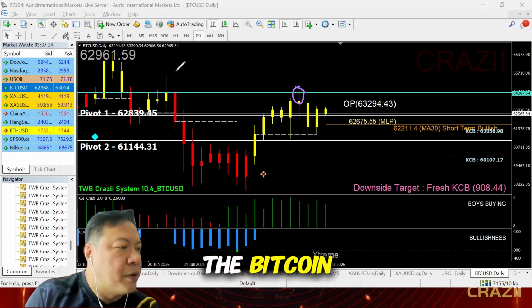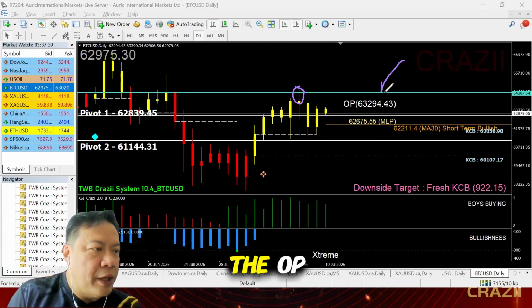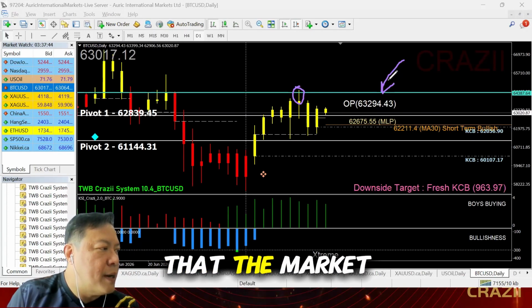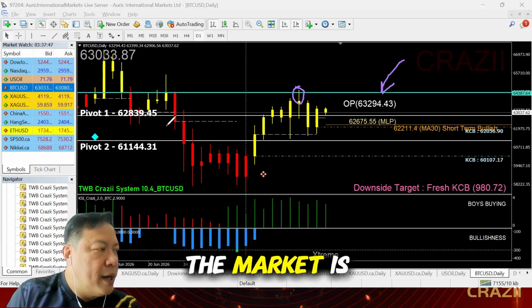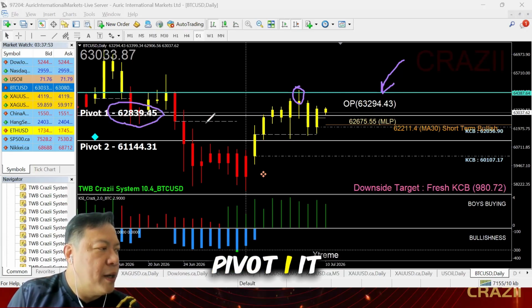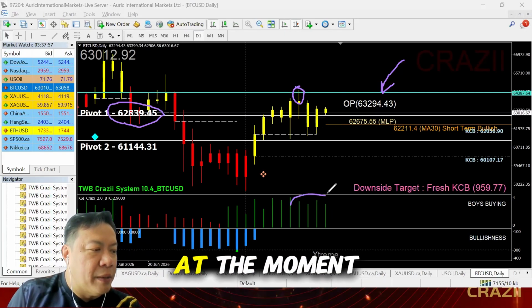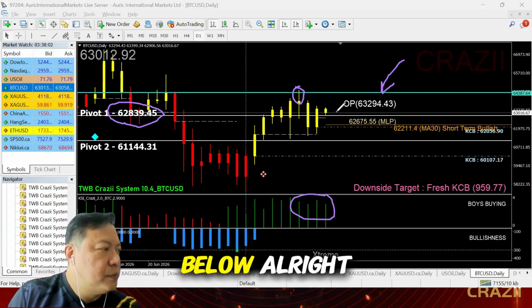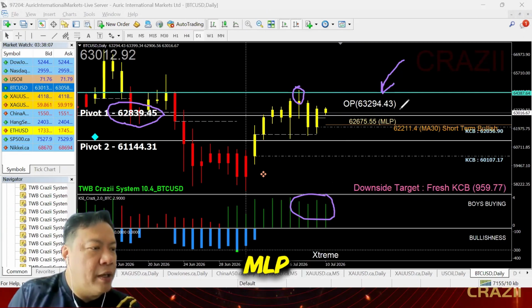Okay, let's continue on the Bitcoin. Bitcoin now is trading below the OP, which is a very important signal to tell you that the market is weak. At the same time, you can see that the market is trying to break pivot one. It failed to go down yet because the buyers are really buying at the moment. Only if the market breaks below pivot one and touches MLP, then there will be some selling.